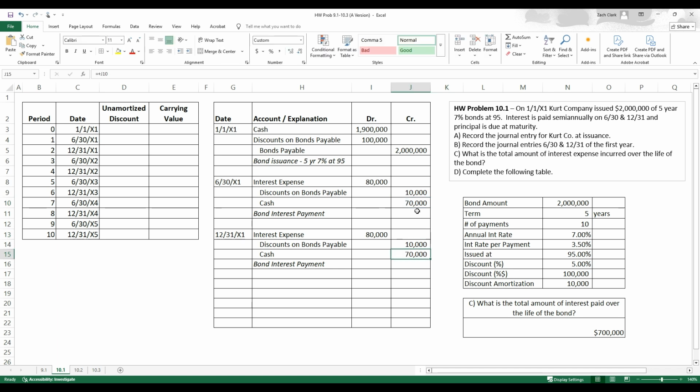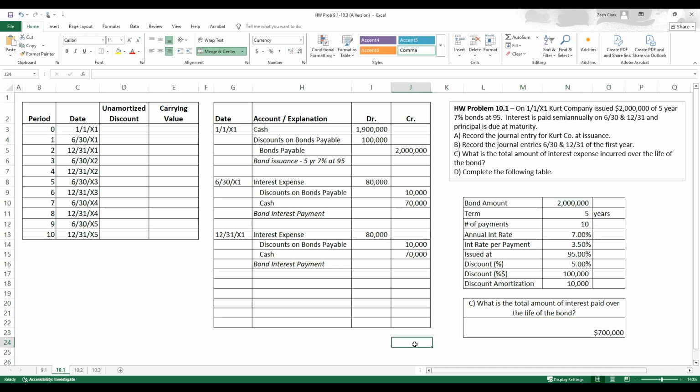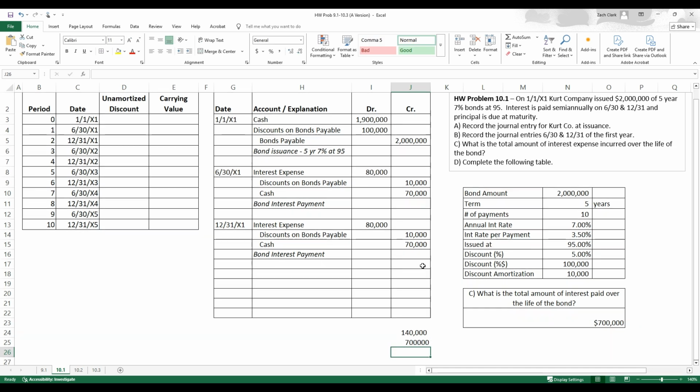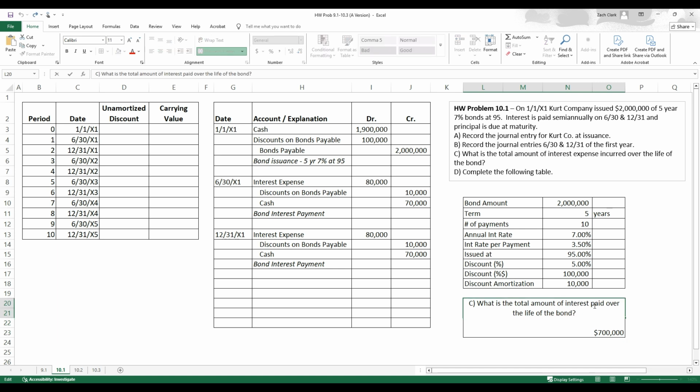Where am I getting off here? Wait a minute. Did I do that right? Oh, 2 million. So 2 million times the 7% times 10. Okay. Is that all equal? I feel like that is making me question my math here. Yeah, okay. So that looks good. So 700,000 would be the total amount of interest paid over the life of the bond in cash.